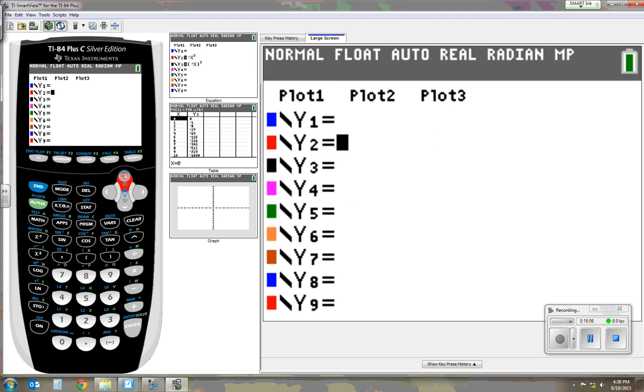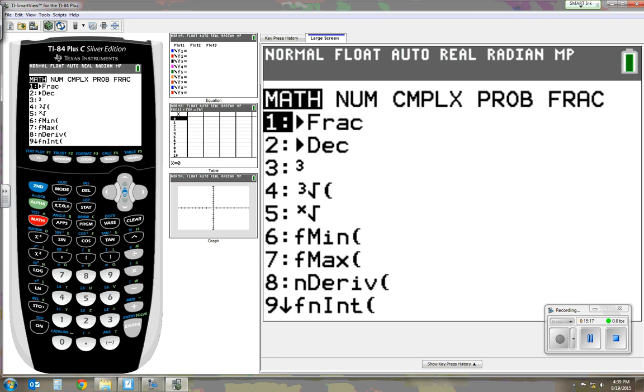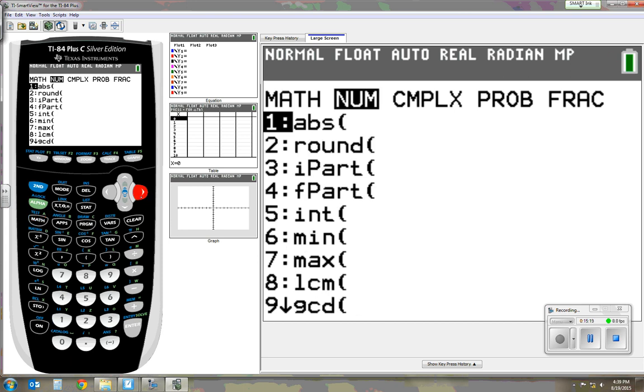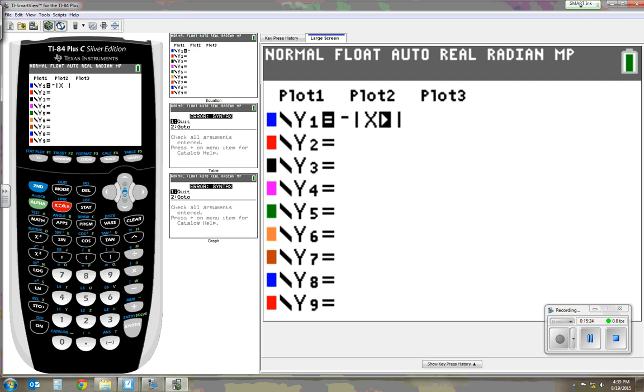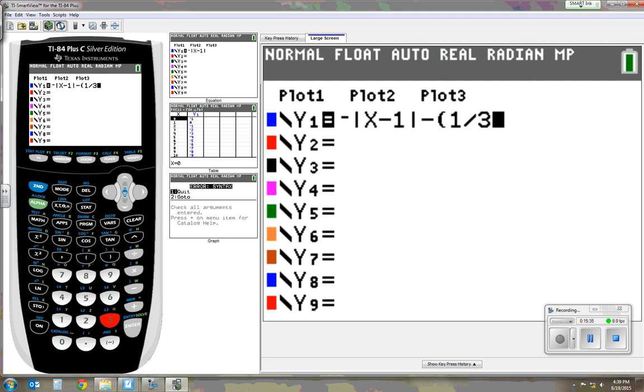All right, so the first thing I'm going to do is I'm going to actually put this into the graphing calculator. So I'm going to say a negative absolute value, and I do x minus 1, and I arrow over, and then I do minus, and I always put parentheses around my 1/2, around my fractions. 1 divided by 2. Okay?